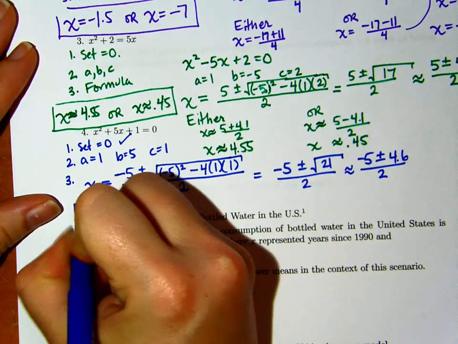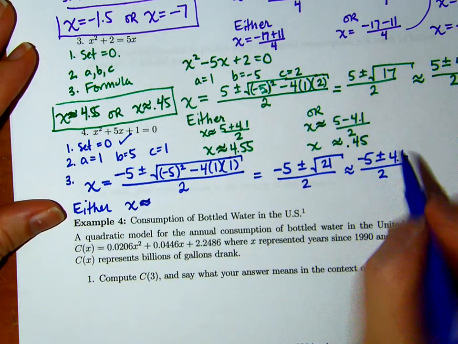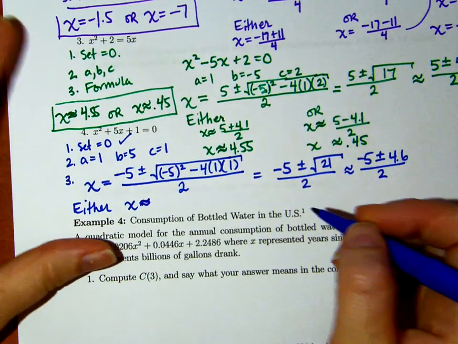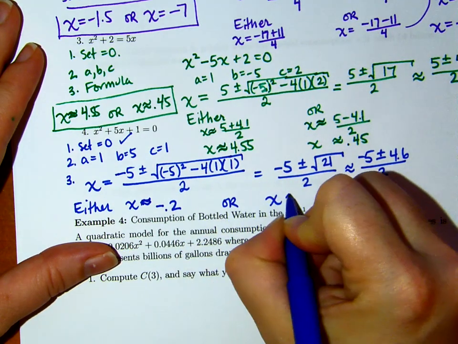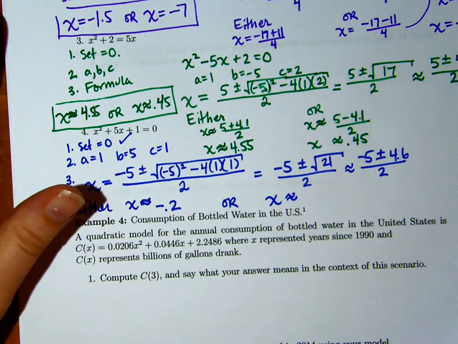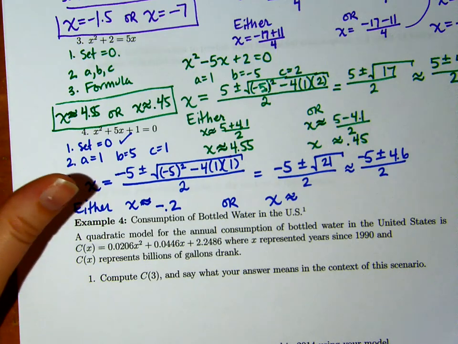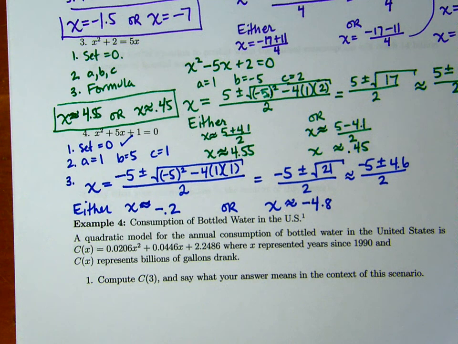So either x is approximately, I'm going to go with addition first, I don't know why. Negative 5 plus 4.6 is negative 0.4, and then divide that by 2. So either x is equal to negative 0.2, or x is approximately, now I'm going to go with subtraction, negative 5 minus 4.6 is negative 9.6. Split that in half and you get negative 4.8, about. Okay. Brava.